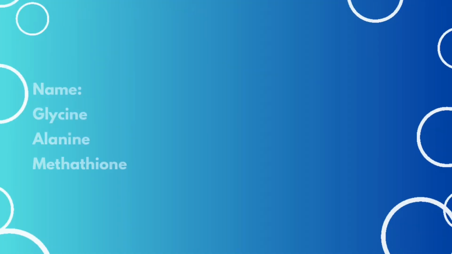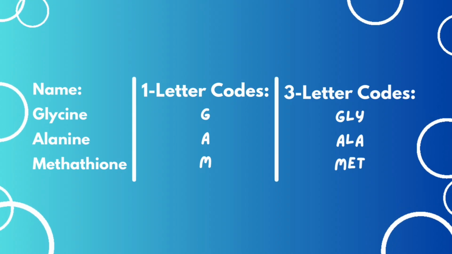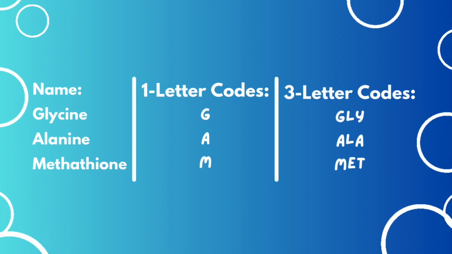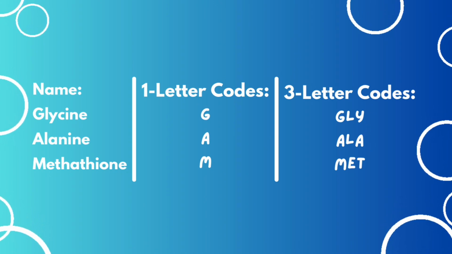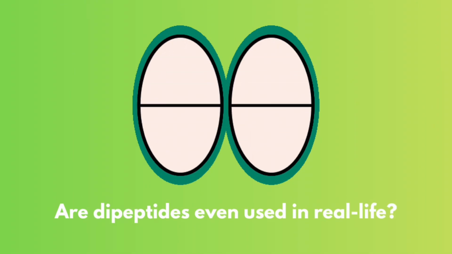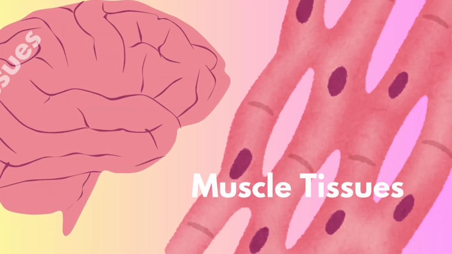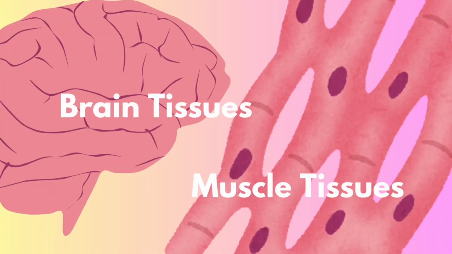But wait, aren't there other ways to name them? Well, technically yes. You might see 3-letter or 1-letter codes used in protein sequencing, like Gly-Ala, but these are usually used for longer chains. For now, we're sticking to the basic naming rules. You might ask, are dipeptides even used in real life? Ever heard of carnosine? It's a dipeptide found in muscles and brain tissues that has antioxidant and anti-inflammatory properties. But that's not all. There are many more essential dipeptides in this world that deserve more recognition.